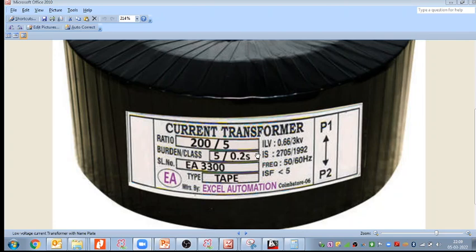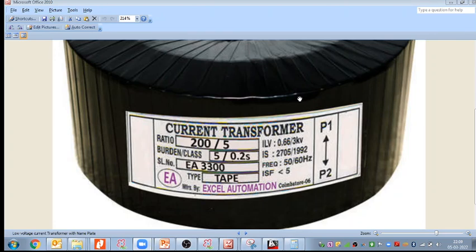But what happens? Even though we have the protective release, whenever a fault happens, the relay will issue the trip command to the circuit breaker, and the circuit breaker will clear the fault. But suppose the circuit breaker is not able to clear the fault and the fault is persisting in the system, then the core may saturate. And if the core frequently saturates like that, 2 or 3 times, then it can malfunction.